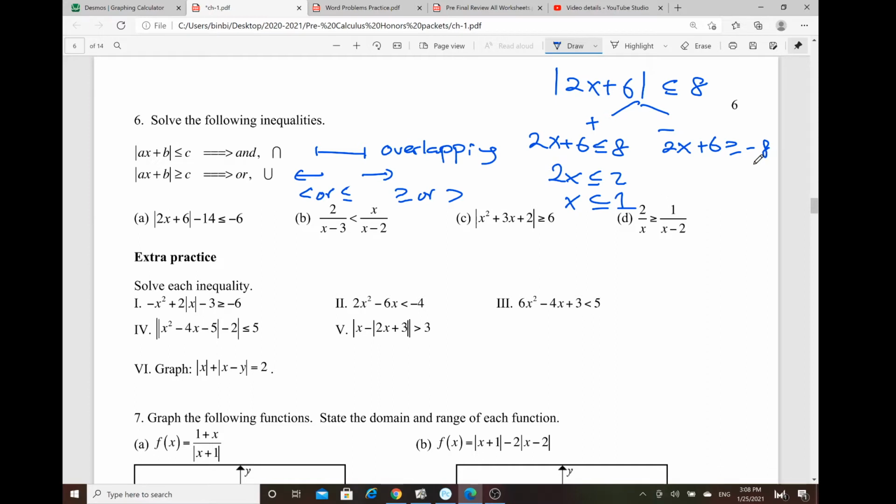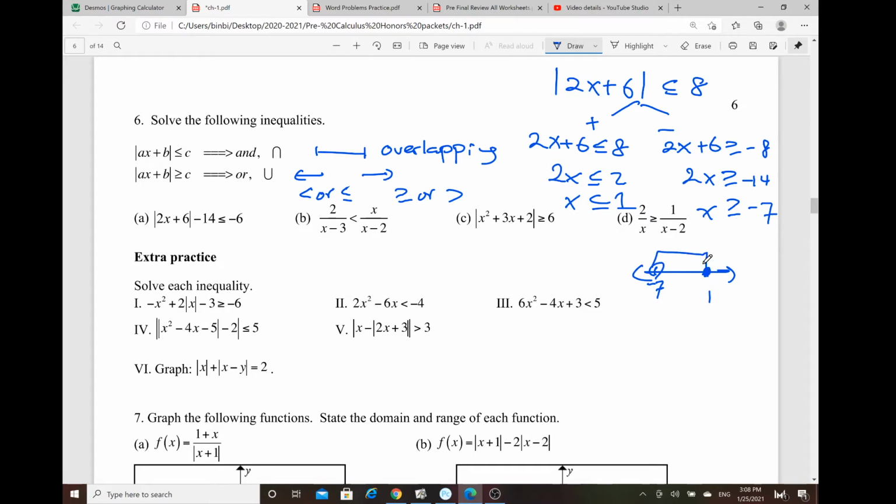Over here, similarly, subtract 6 on both sides, so 2x is greater than or equal to negative 14, and then x is greater than or equal to negative 7. You might be wondering why we don't switch the sign here. It's because I'm not dividing by a negative number; it's just positive 2. Once you sketch the graph, x is greater than or equal to negative 7 and x is less than or equal to 1, so the two overlap.